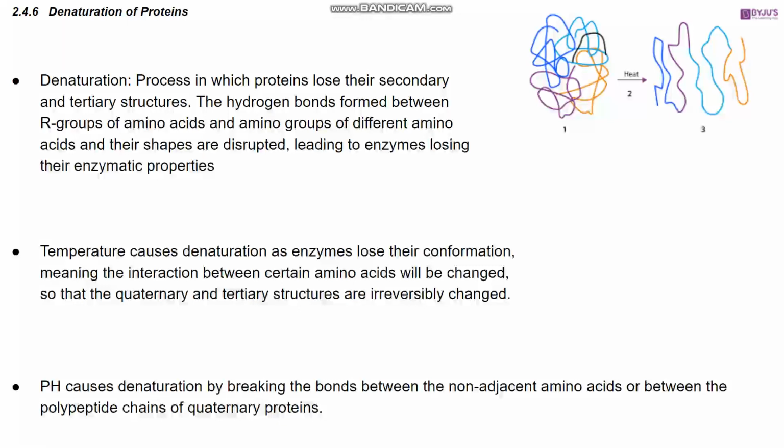pH causes denaturation by breaking the bonds between the non-adjacent amino acids or between the polypeptide chains of quaternary proteins.